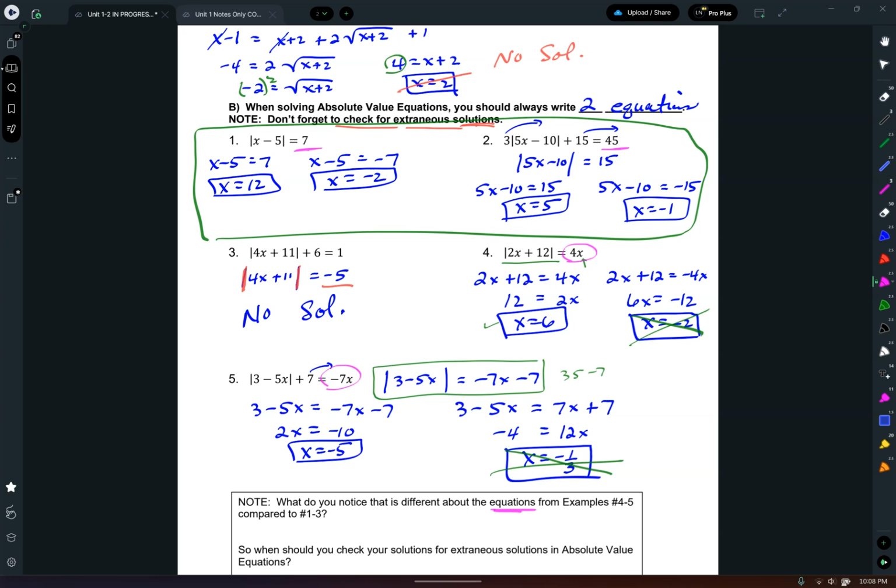So that's kind of a little hint. If there's no x's on the other side, on the outside of the absolute value, you don't need to check it. It's going to work. But if you do have these extra x's, like on number 4 and 5, you have to check it. That doesn't guarantee you're going to have some extraneous solutions, but it's likely that you'll have at least one extraneous solution. So at least that narrows down how often you need to check it. Okay?